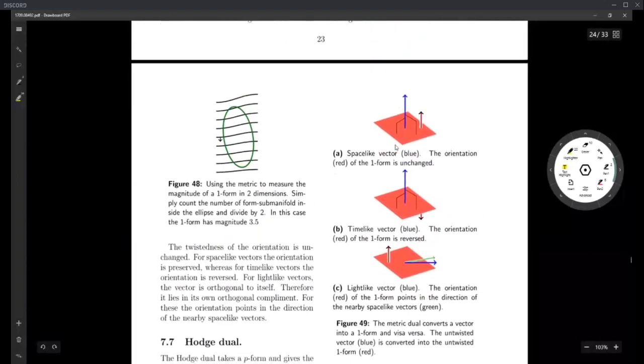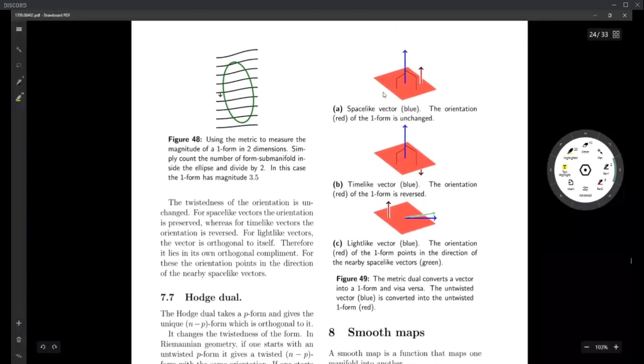Yep, and this is a very visual way of looking at things. So if I have a space-like vector, the orientation doesn't change. Well, for a time-like vector, it's reversed. And for a light-like vector, it's always going to be just perpendicular.